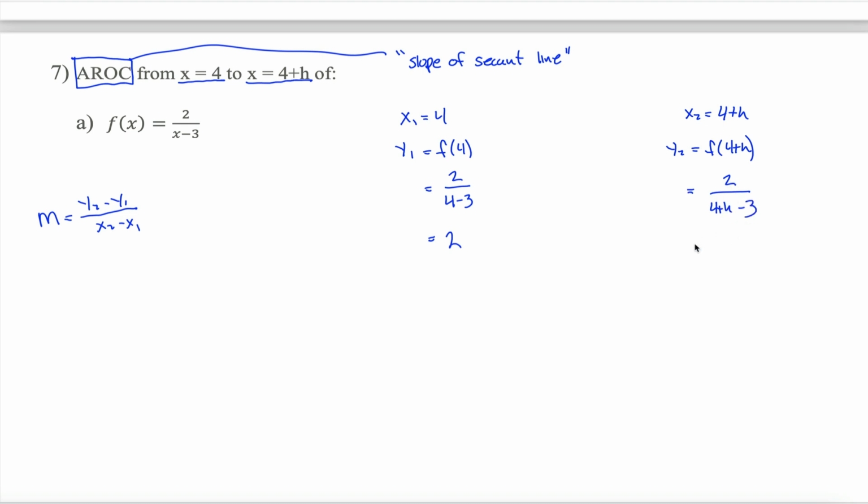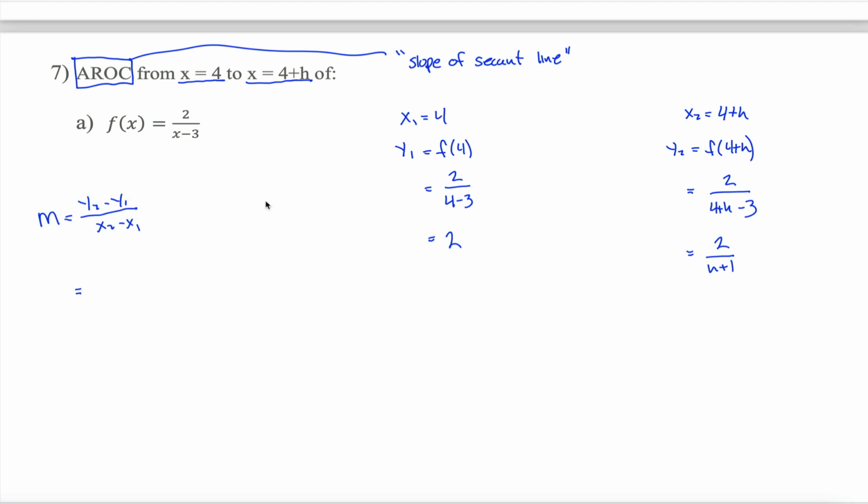2 divided by 4 plus h minus 3 simplifies a little bit. The 4 and the negative 3 net out to positive 1. So I get 2 divided by h plus 1. I got x1, x2, y1, and y2. It's time to come down here to my slope formula and to plug stuff in.